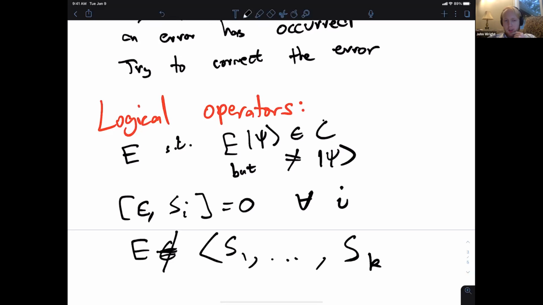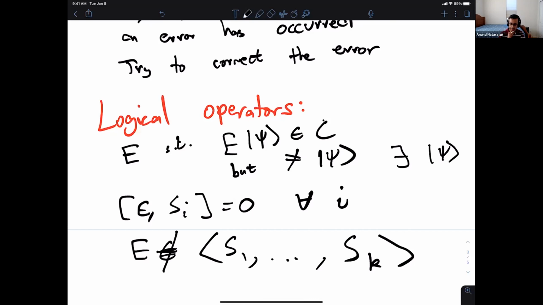Anand, the quantification of that, is it for every psi, E psi is in the code space but not equal to psi? Or is it just that there exists a psi where it's in the code space? I guess the top one should be for all psi. Let me think about this. Okay, so for the bottom one, it should be there exists a psi. Because you could imagine, say, the logical Z operator. It's supposed to do a phase flip if you have a logical 1 state, but if you have a logical 0 state, it won't do anything. But it's still bad. It's still a potential error that we can't correct. So that's why I think it's an existential on the bottom one.